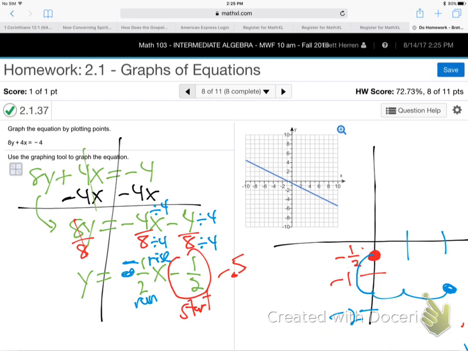Here's the other dot. Connect the dots. The line goes forever in both directions. There it is. See how it's down a half a unit in the middle? Is that good? Graph and questions I can answer?